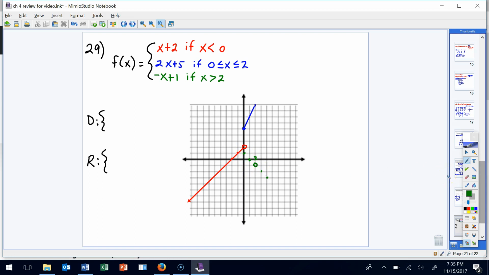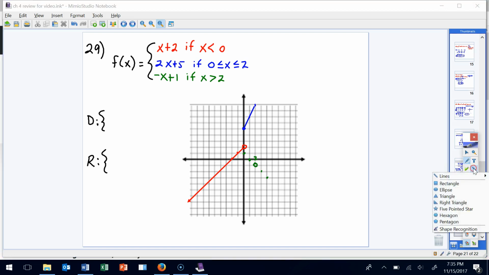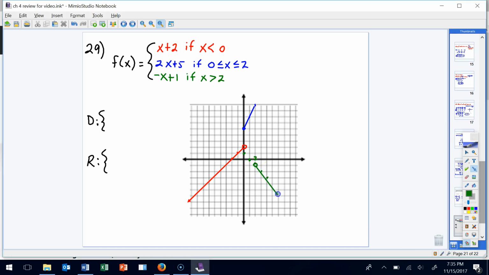All right, so let me get my line draw. Okay, so there's the green section. All right, so now we're ready to state the domain and range. Well, for domain, you're thinking about all of the x coordinates that are utilized when you put all of these pieces together. We are going forever and ever. If you combine all three pieces, we're going to have all real numbers.